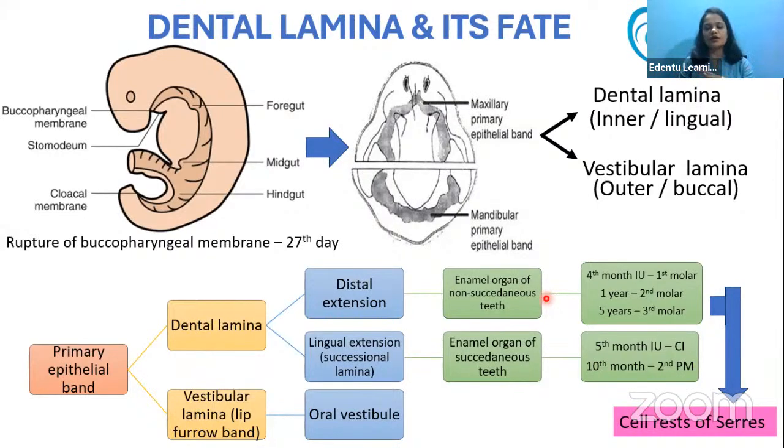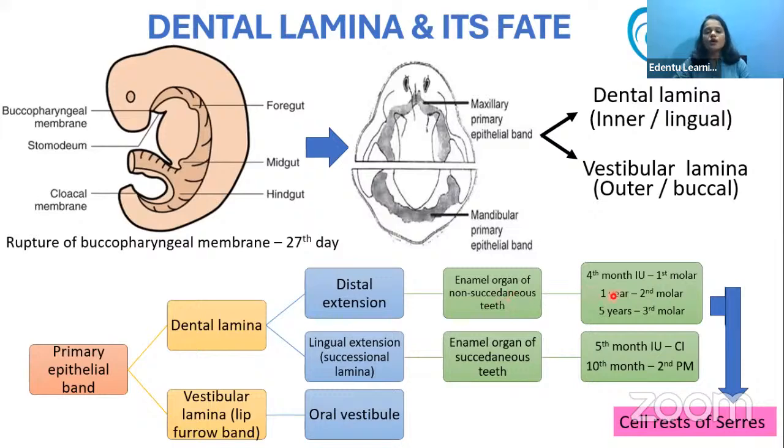So for the other teeth, the successional lamina is formed. And then next, the primary epithelial band is again divided into the dental lamina and the vestibular lamina. From the vestibular lamina, our oral vestibule will form. It will take a dip and form the vestibular lamina.